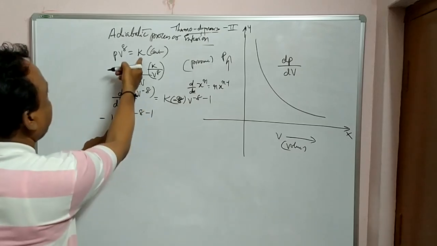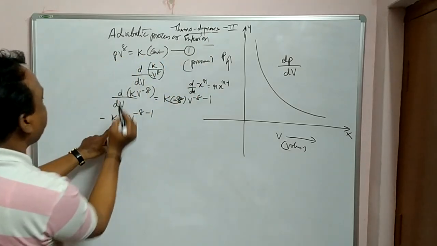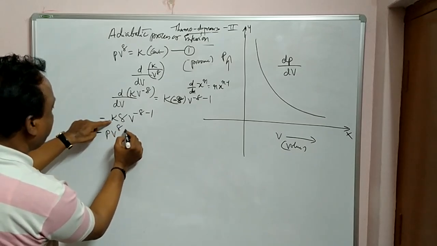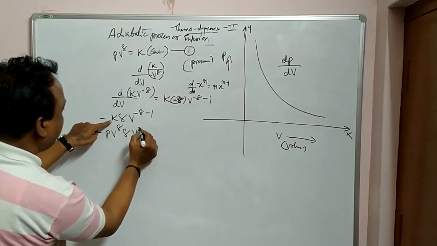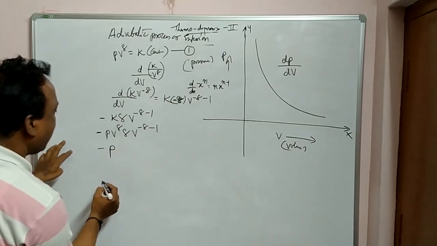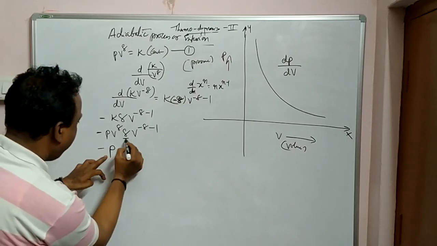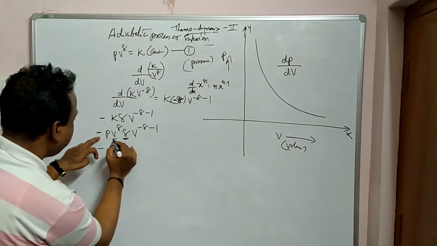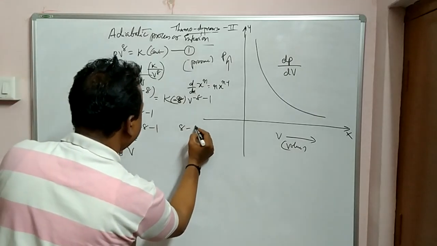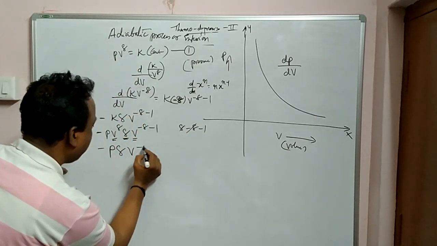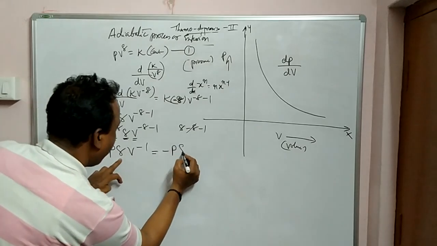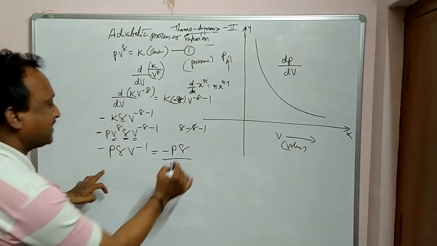But what is K from here? K is PV to the power of gamma. So minus PV to the power of gamma into gamma V power minus gamma minus 1. Clear? So minus P gamma, same base, add up. V power gamma minus 1 is minus 1 when added. So what happens finally? Minus P gamma by V. So this is the slope.